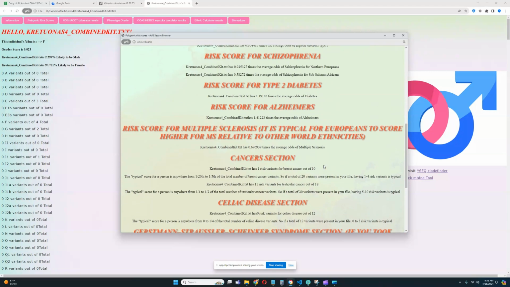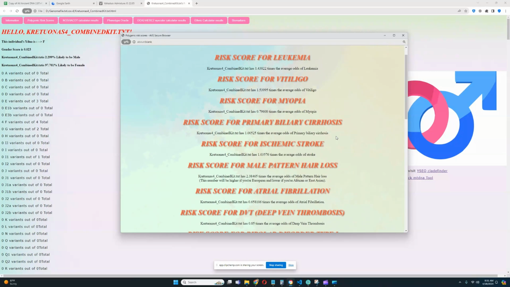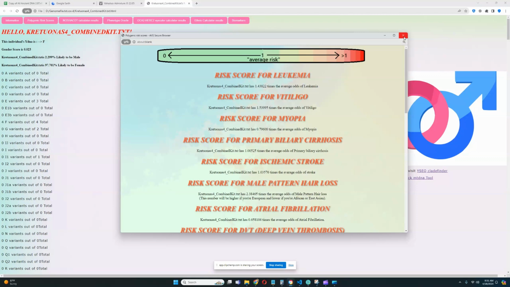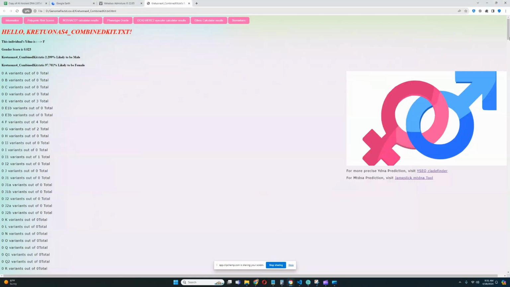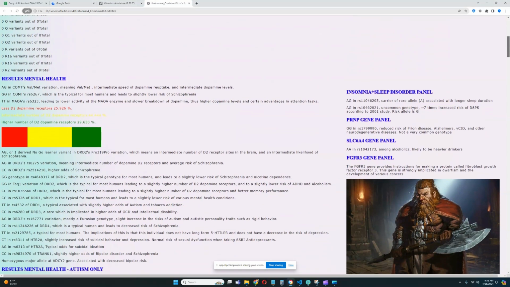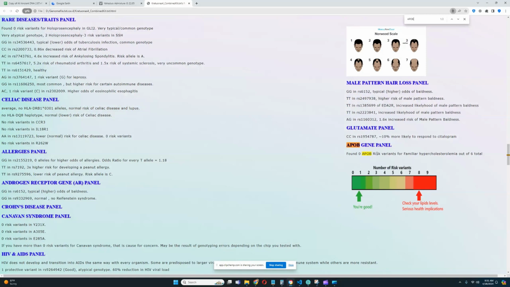But we really have to watch out for the APOB gene panel. So we're going to look at the APOB gene panel once we get to it. I'm really curious to see what she scores there. I definitely want to see. Actually, let's get to it right now. Oh, wow. So she actually doesn't have any risk variants for that. So that's definitely very interesting.